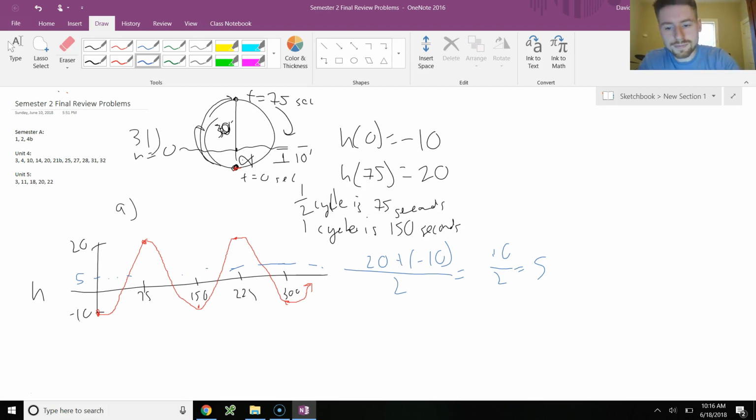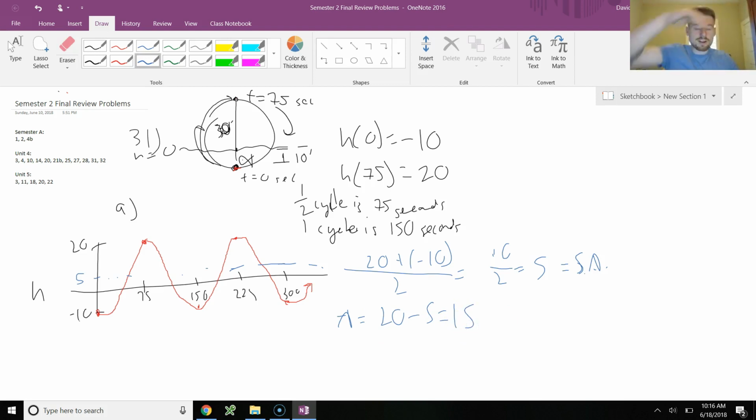So this is the sinusoidal axis. This is the midline, SA for sinusoidal axis. And then our amplitude is going to be equal to 15, which is 20 minus the sinusoidal axis. So it's equal to 20 minus 5, which is equal to 15.